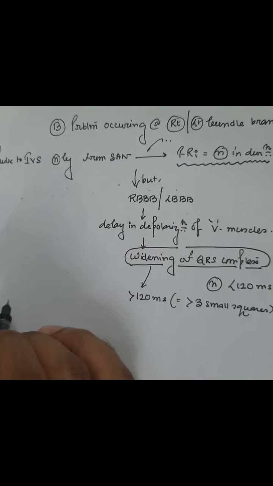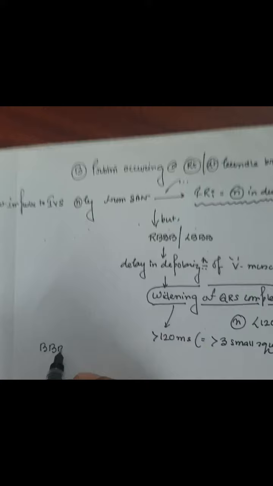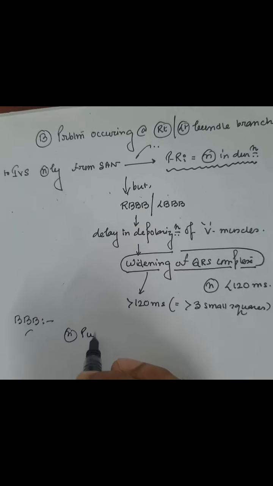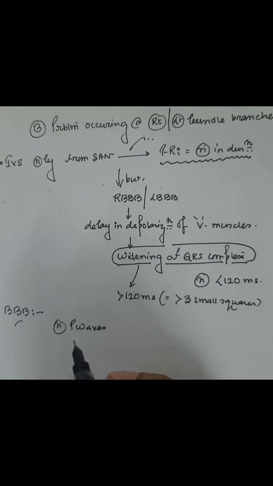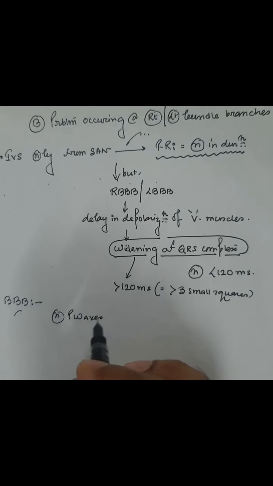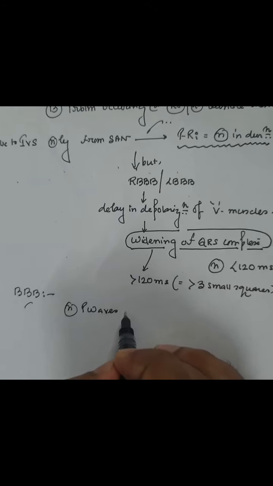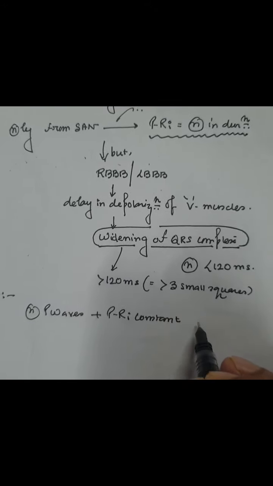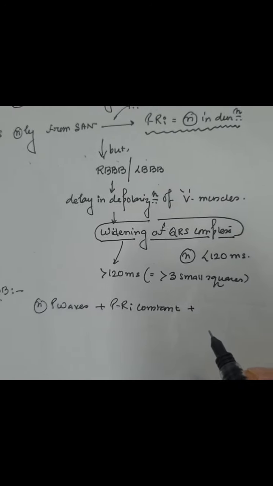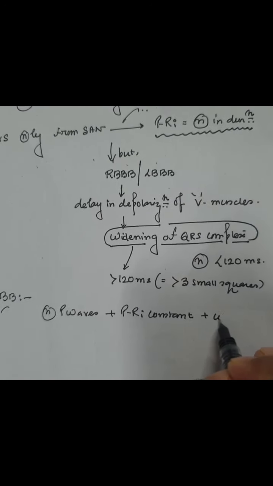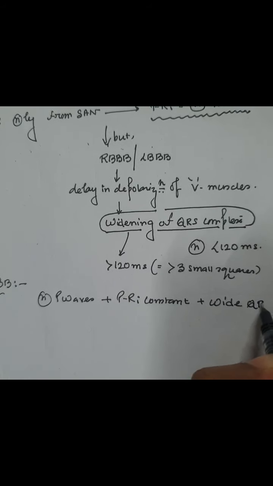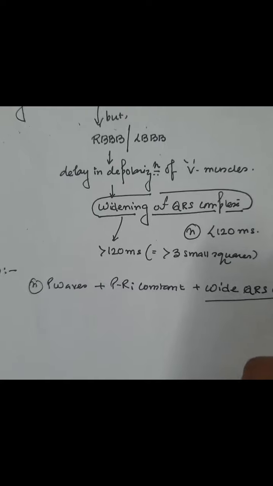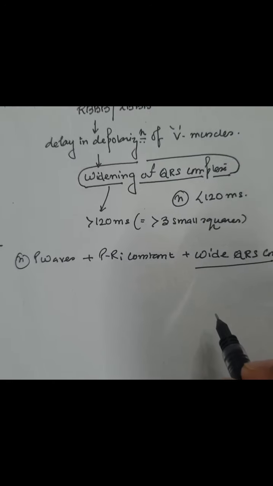So what are the features of the bundle branch blocks? Normal features in the ECG: there will be normal P waves because the sinus rhythm is generated from the SA node. PR interval is constant or normal in duration, there is no longer or shorter PR interval, but remember there will be wide QRS complexes. So this is what the ECG picture will look like.